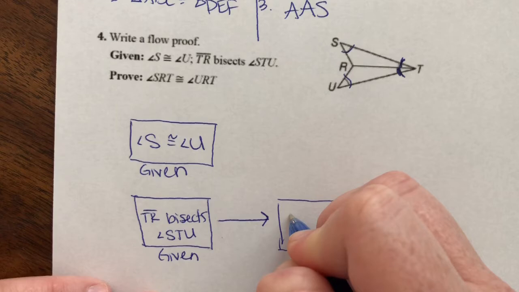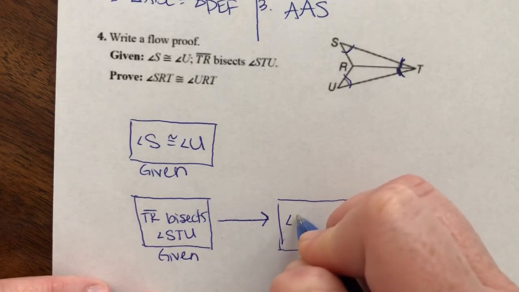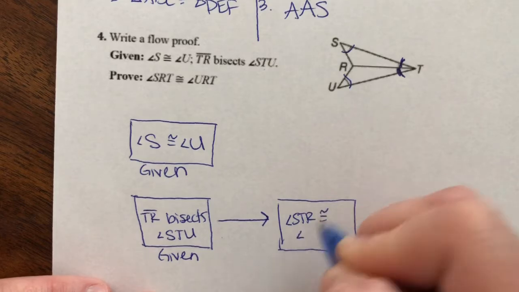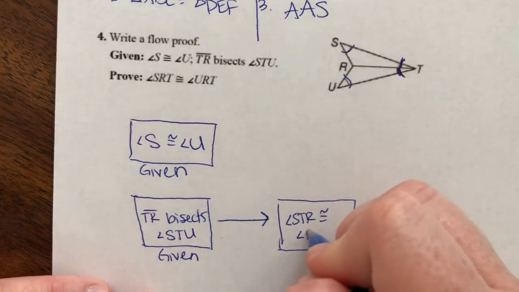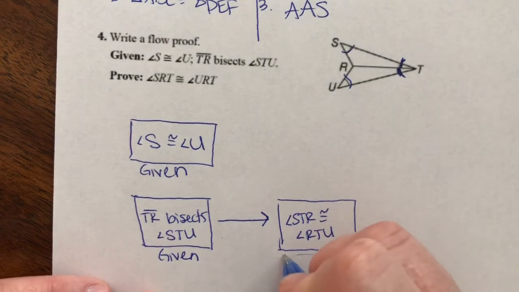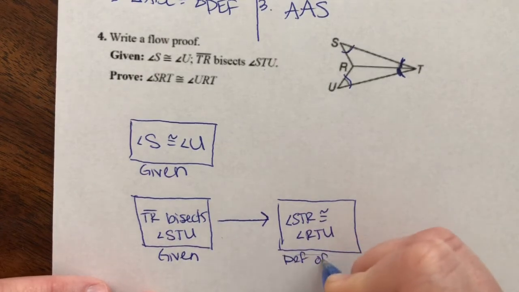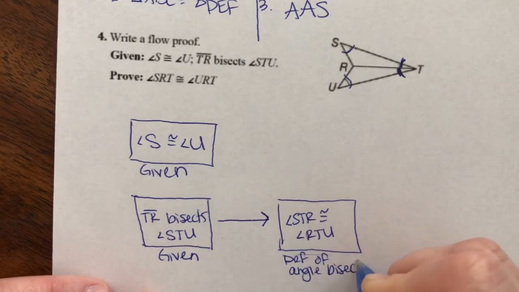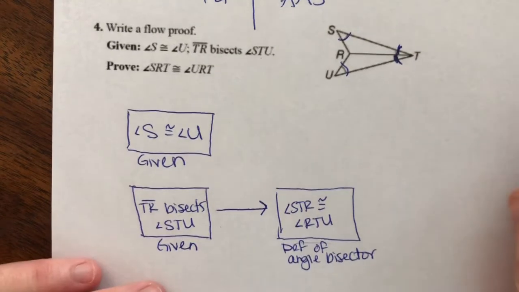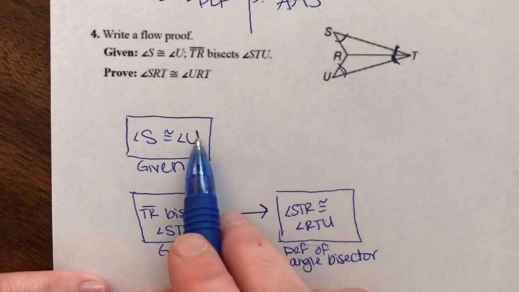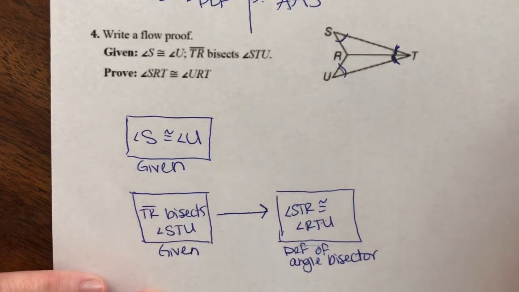So I can say angle STR is congruent to angle RTU. And the reason goes below here, definition of angle bisector. When I finish this, it should make more sense, okay? So now I've got another congruency statement. So I've got my 2 things here. I still need a 3rd congruency statement, right?